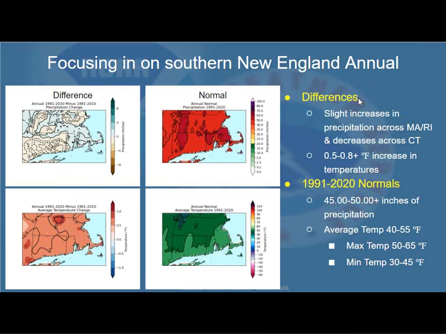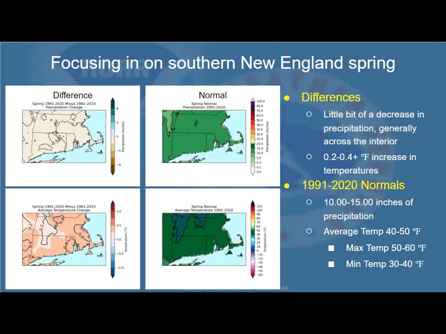The one thing I do want to point out here, and I know we'll get asked questions about it, or we've gotten asked questions about it: there are no maps like this for the snowfall normals. It's only temperatures, average temperatures, and precipitation.